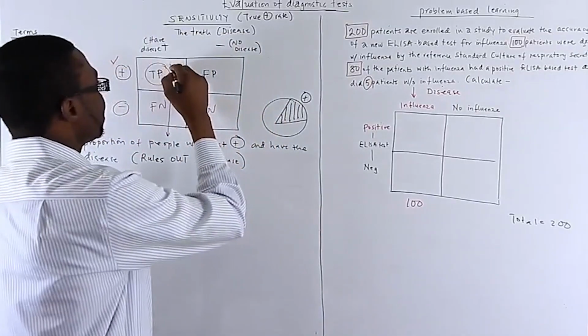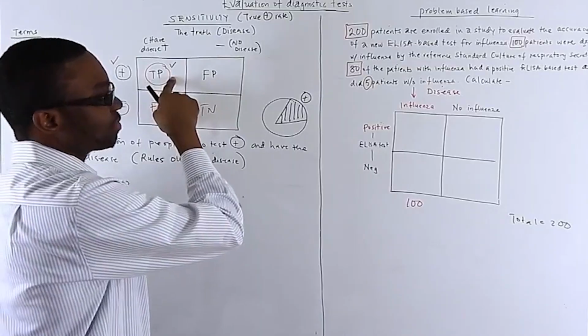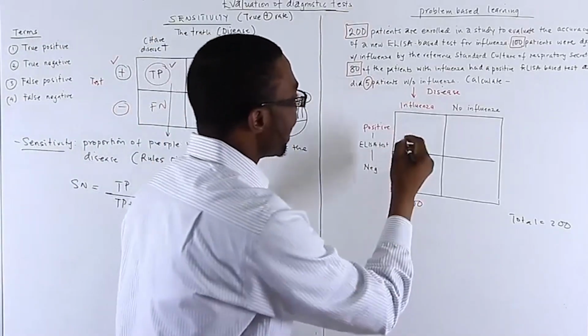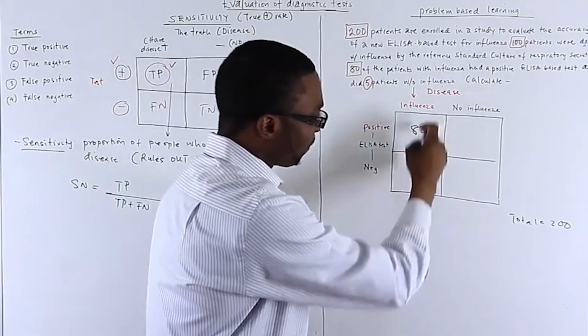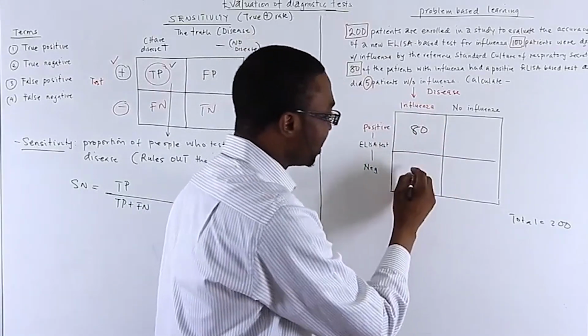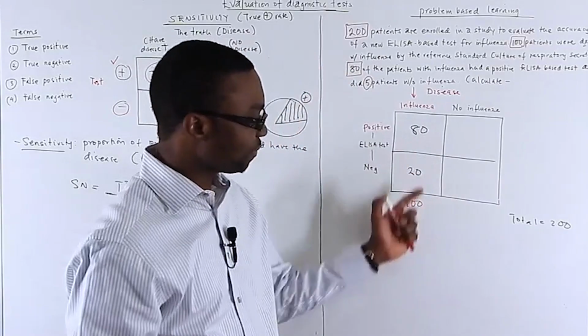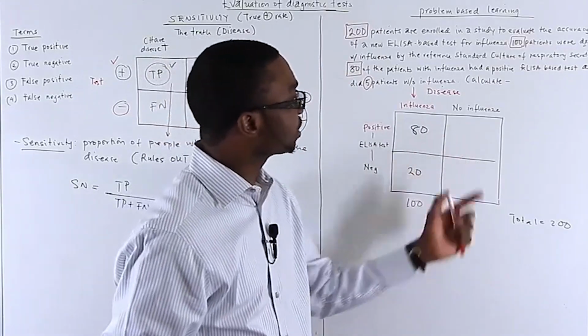Let's look at here. Check right there. True positive. I order a test, it comes back positive, and the patient has the disease. 80. Now, in order for this to add up to 100, automatically 100 minus 80 will give you 20. So that's how you fill that column. Now let's try to fill this column.